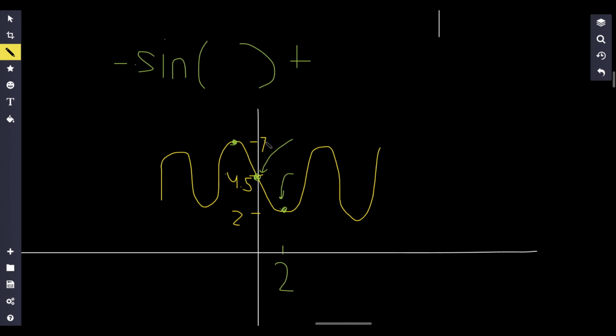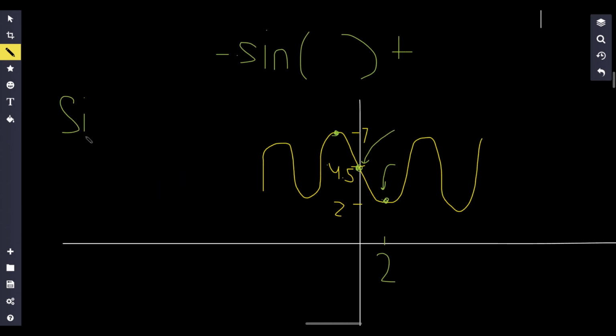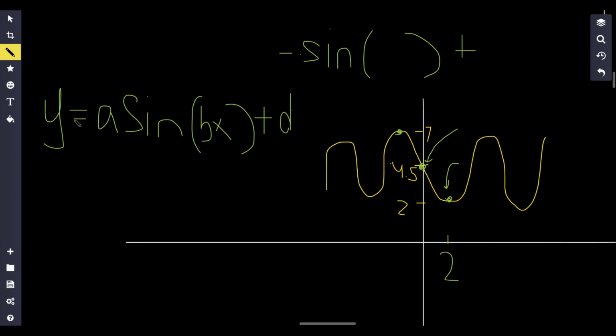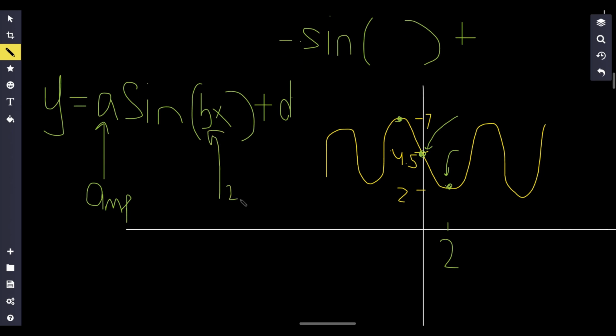All right. Now, for this quiz, you only got to know this form for a sine function. Sine functions can be written in the form y is equal to a sine of bx plus d, where a represents the amplitude, b represents 2 pi divided by the period, and d represents our midline.